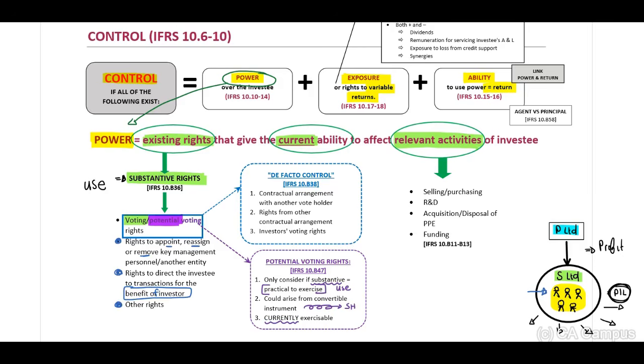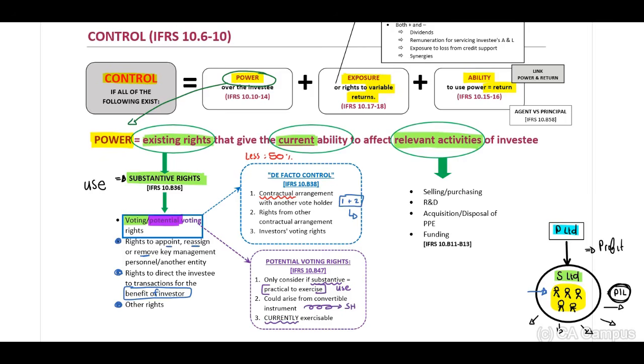Okay, now if there is a scenario where there is an investment but there is less than 50% investment. We need to look at the de facto control. Therefore, we will have to identify if there is a contractual arrangement with another vote holder. Therefore, if there is a separate agreement, a contract between two vote holders, vote holder 1 plus vote holder 2, if together they are able to vote on decisions that affect the entity, there might be control.